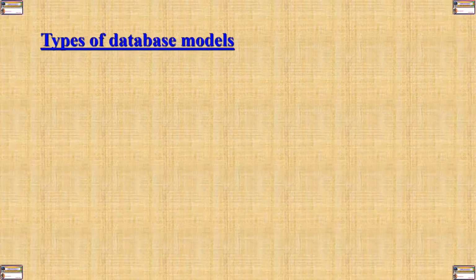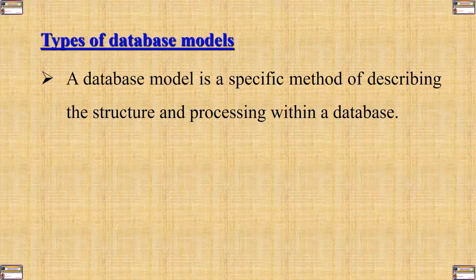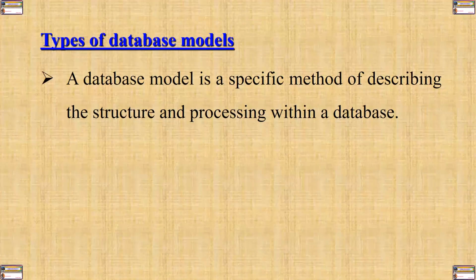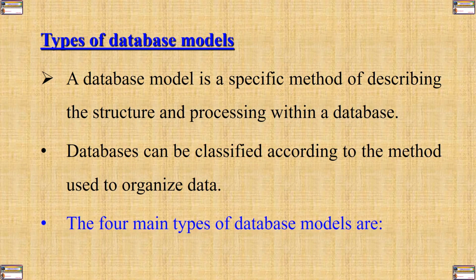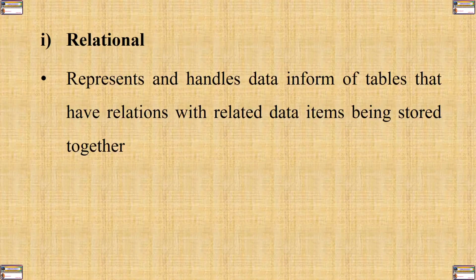Let's now look at the types of database models. A database model is a specific method of describing the structure and the processing within a database. Databases can be classified according to the method used to organize data. The four main types of database models are: number one, relational.